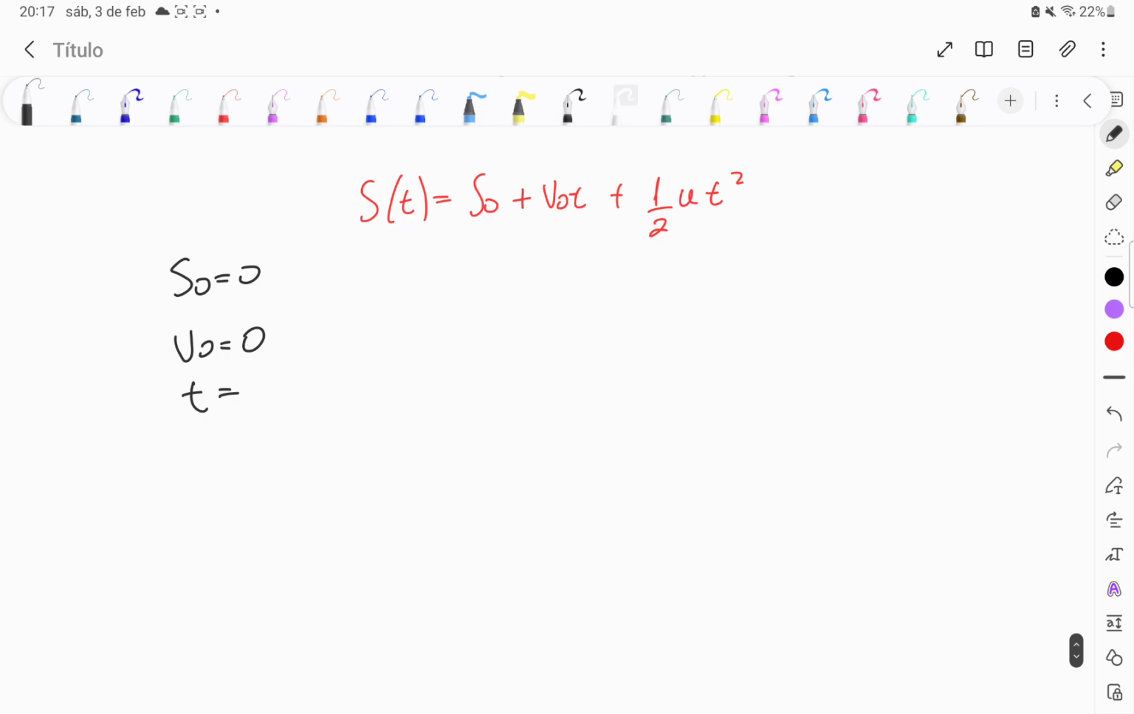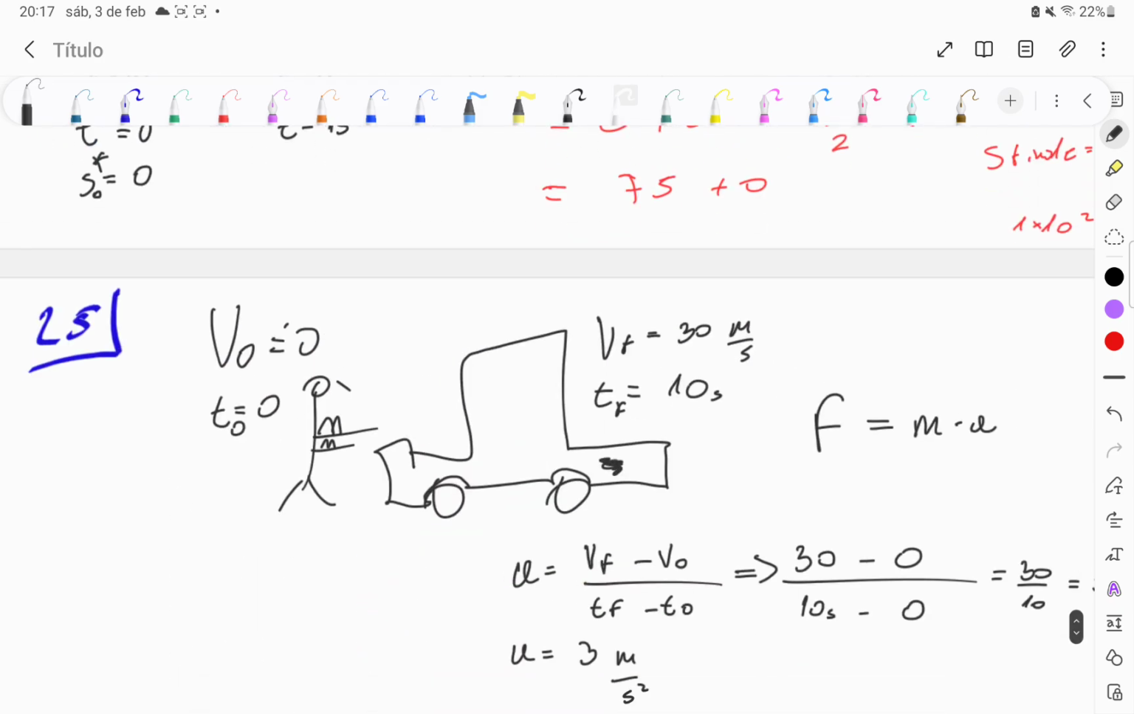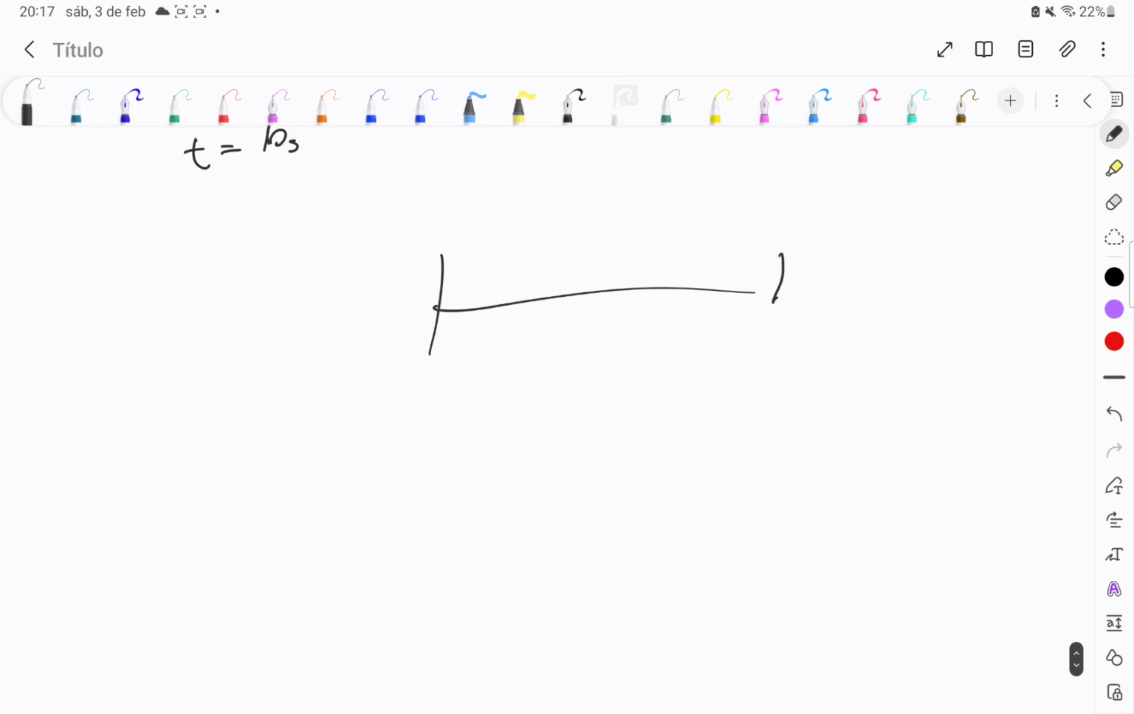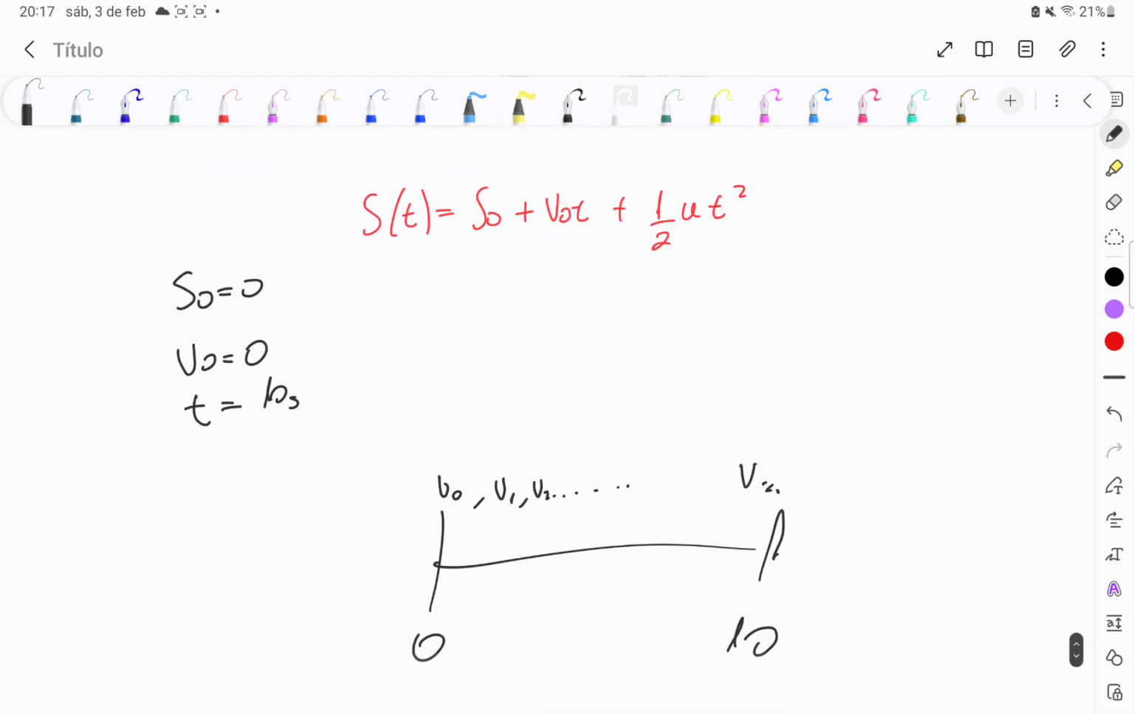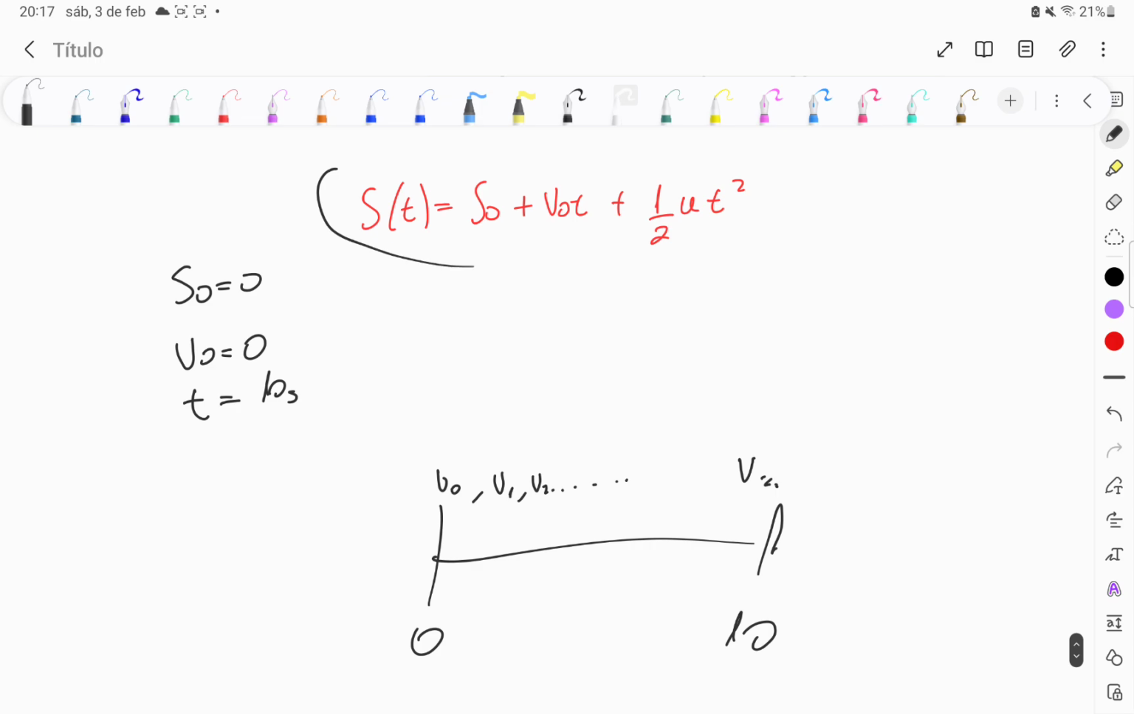And how much is the time that this movement took? It's 10 seconds. So again, you can draw a line like this. This is 0, this is 10. Here the velocity is 0, then the velocity is 1, then the velocity keeps growing until you arrive here, where the velocity is going to be a value. And here it moved a certain amount of meters, and that's what we are going to calculate.